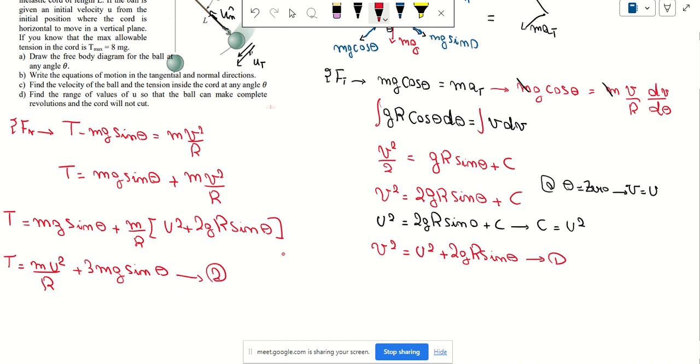So it's clear for you how we got equation number 1 and how we got equation number 2? Yes, sir. Yes, very good, very good. Okay, back to C.